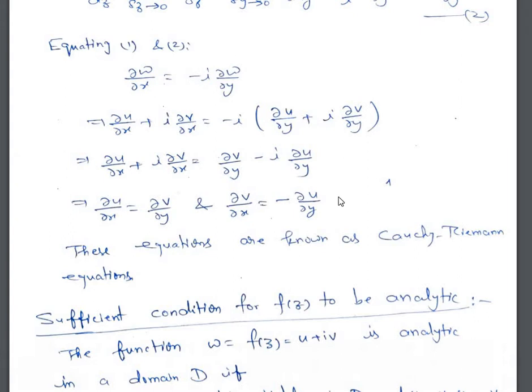Now we equate real and imaginary parts. Real part on this side is ∂u/∂x. On this side it is ∂v/∂y. So ∂u/∂x is equal to ∂v/∂y. And if we equate the imaginary part, we have ∂v/∂x is equal to minus ∂u/∂y. So these two equations are known as Cauchy-Riemann equations.